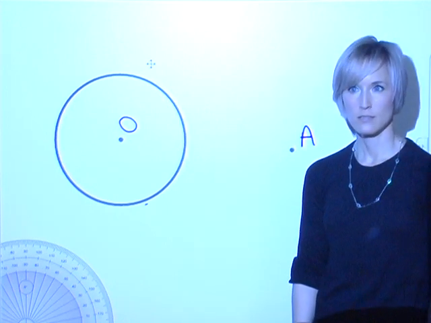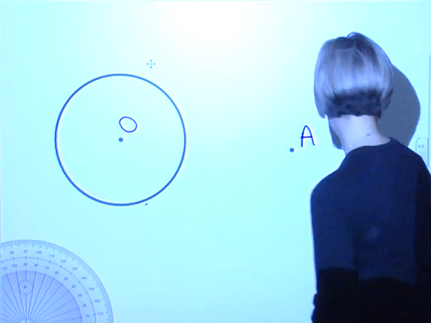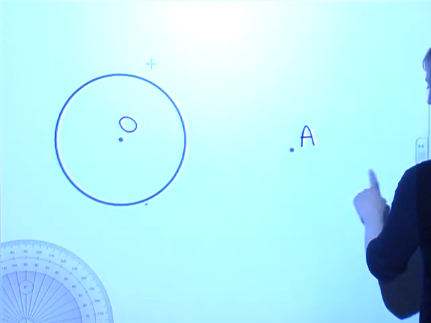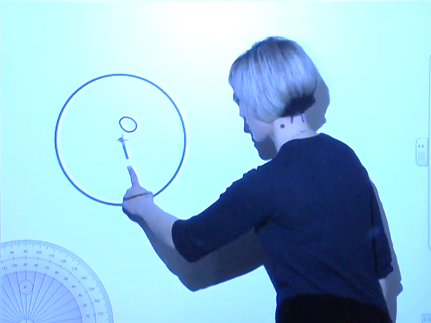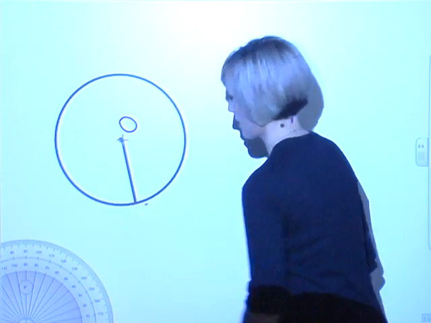Remember that a radius goes from the center to any point on the outside of the circle. So let's get a line here. We're going to draw a radius from point O to any point on the outside of the circle. What about right there? Perfect.